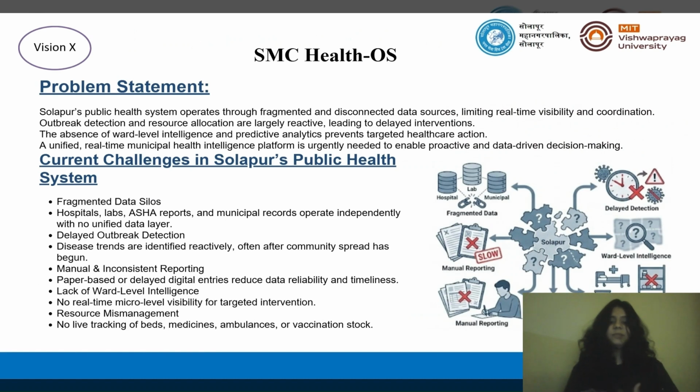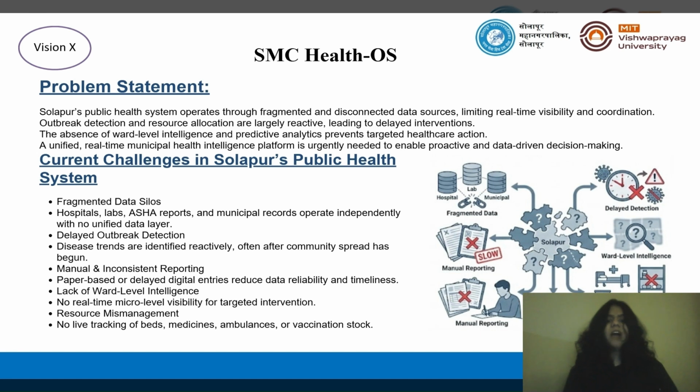So today, let me briefly explain the public health data challenge in Solapur. Currently, Solapur's public health systems run on multiple disconnected data sources. Hospitals, laboratories, ASHA worker reports, and municipal records all function separately without a proper shared data platform. Because of this fragmentation, officials lack real-time visibility into what is happening across the city.